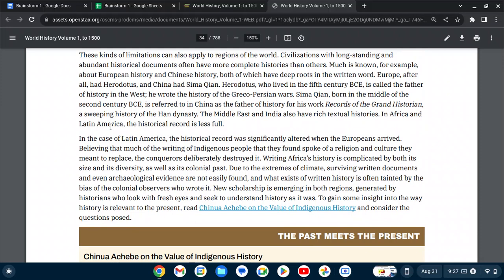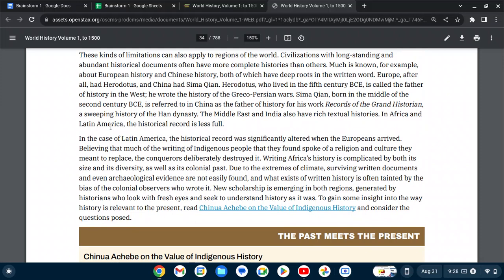Herodotus, who lived in the 5th century BCE, is called the father of history in the West. He wrote the history of the Greco-Persian Wars. Sima Qian, born in the middle of the 2nd century BCE, is referred to in China as the father of history for his work, Records of the Grand Historian, a sweeping history of the Han Dynasty. The Middle East and India also have rich textual histories.